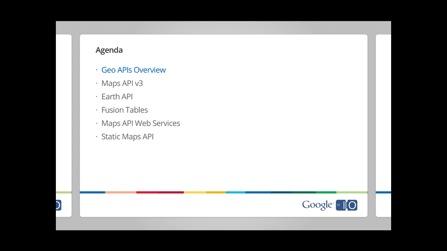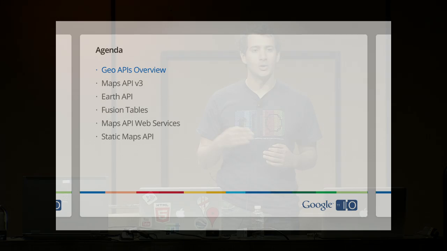So what do I mean when I say Secrets and Surprises of the Google Geo APIs? Well, what we want to do in today's session is give you, firstly, an overview of your options as a developer when you think about geospatial APIs at Google, and then go into some specific features of the Maps API, the Earth API, Fusion Tables, our web services, and the Static Maps API to highlight some features that you may not know about, some features that you may have seen but don't know how to use, and give you an idea of what's new and some exciting features.